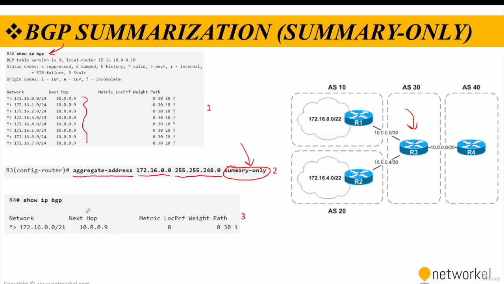This time, when I type the show IP BGP command once again in router 4, instead of seeing each and every prefix, I am only seeing the route which is the summarized route.